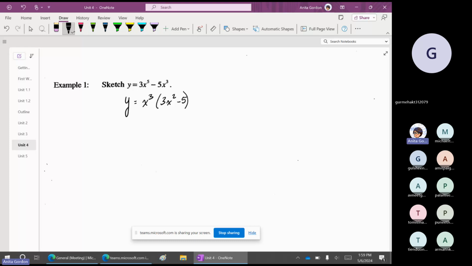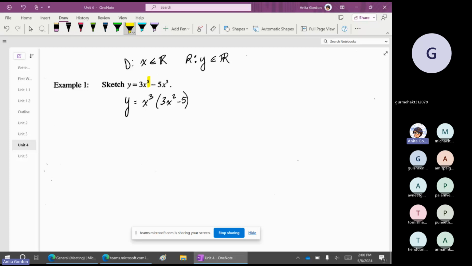Okay, so I have domain is x is all reals because this is a polynomial function. I also have a range of y is all reals, again, because I have a polynomial function. It is an odd function, not necessarily symmetric, but it is an odd function, meaning that I have one arm going down, one arm going up, right?